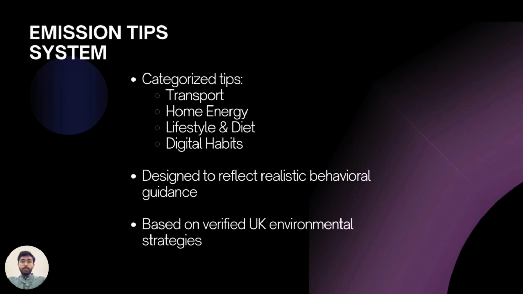The emission tips section is divided into four main categories, for example, transport, home energy, lifestyle and diet, and digital habits. We selected these areas because they are highly relevant to everyday activities and behavior that people often overlook. For example, we included tips like reducing idling time or switching off unused electronics.